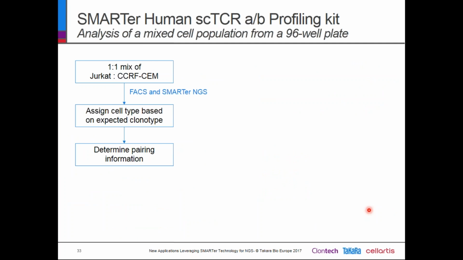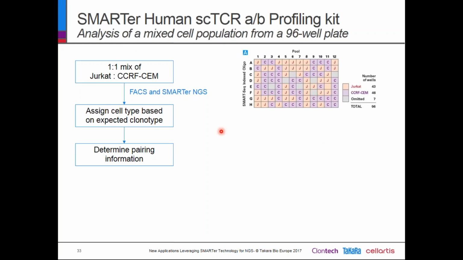So here is just to show some experiments that we did to see how it looks with that. In this experiment, 2 different T cell lines with known clonotypes were used. These were the JURKAT again and the CCRF. They were mixed in a 1-to-1 ratio, and then they were sorted by FACS, and we used the SMARTer NGS protocol. And then we wanted to see if we were able to identify the cells based on the expected clonotype.